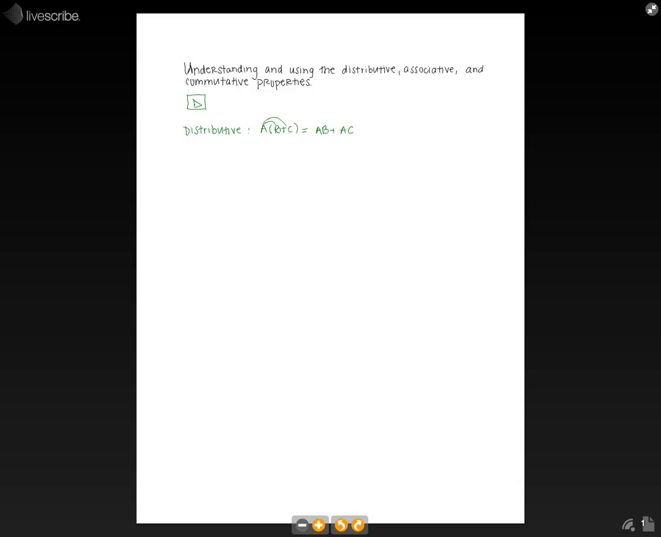So we'll plug in some numbers and show that this is true. So we'll do 7 times the quantity 5 plus 2. And so if we multiply 7 times 5 and add it to 7 times 2, we get 7 times 5 is 35, plus 7 times 2 is 14. When we add 35 plus 14, we get 49.